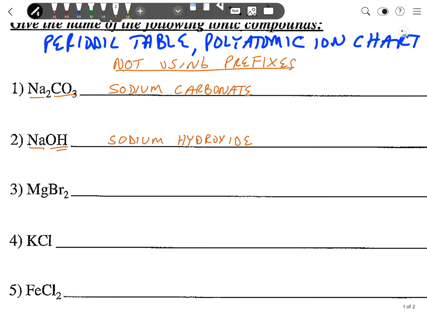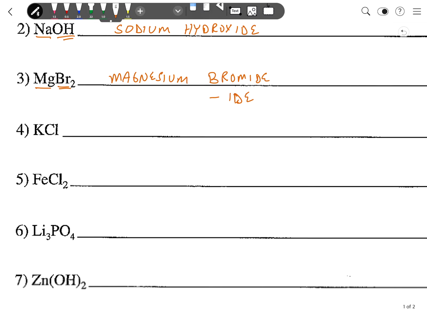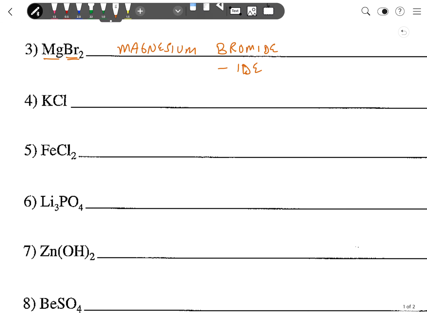Number 3, we have magnesium, which is easy. Most people can recognize that symbol. And then Br is bromine. Therefore, we have to add IDE on the end of that whenever you see just an element there. And so it becomes magnesium bromide, the IDE on the end. And then we've got a couple of interesting ones.